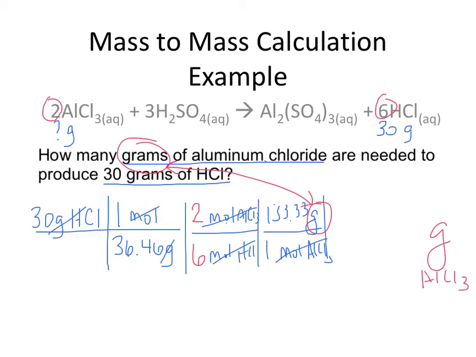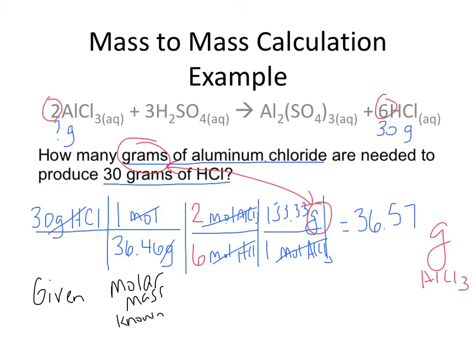And then we would do the math in order to calculate this out. Once we do the calculation of multiplying across the top, multiplying across the bottom, and then dividing, we end up getting 36.57 grams of AlCl3. We started just like we did before. We started with our given. After our given, we used the molar mass of our known substance, or of our given. Then we have our mole ratio. And finally, we have our molar mass of our unknown.